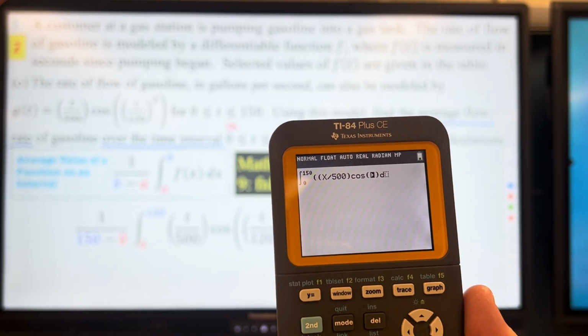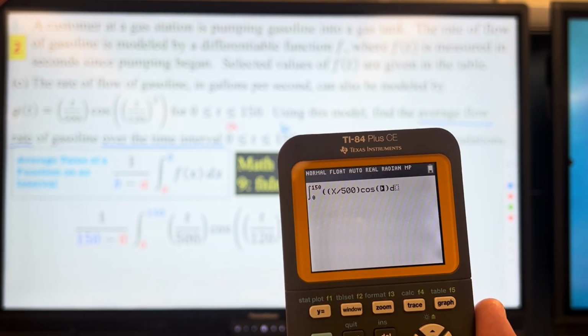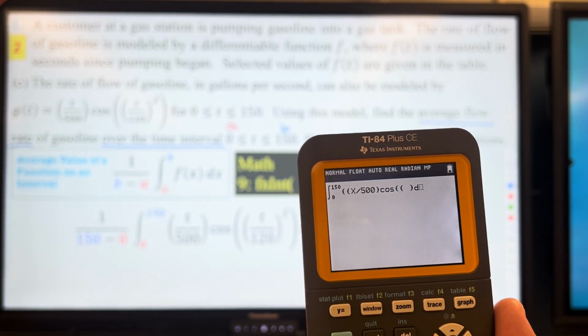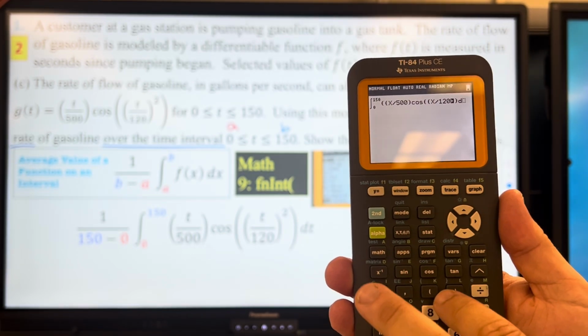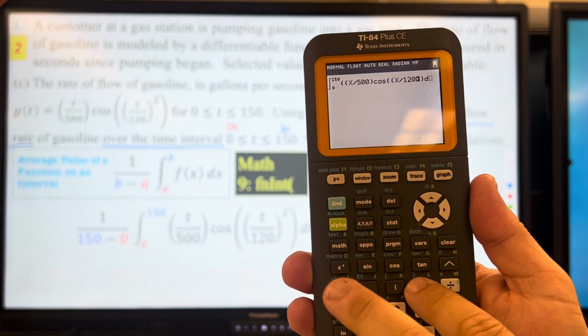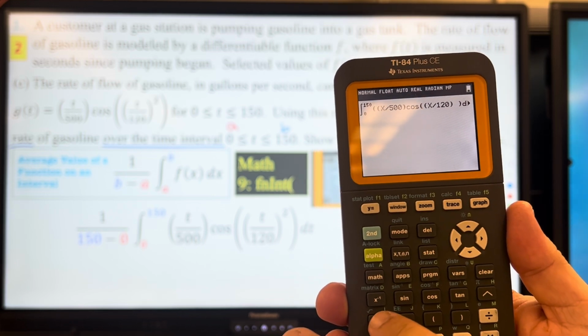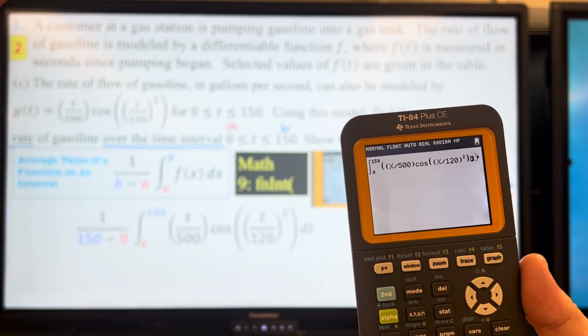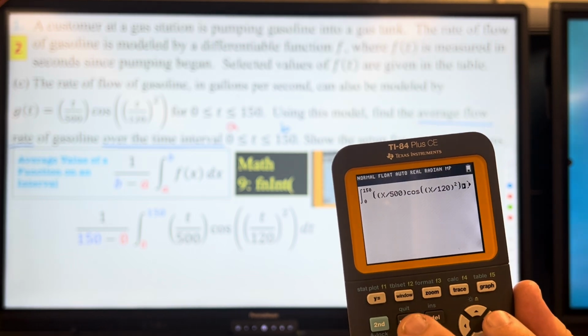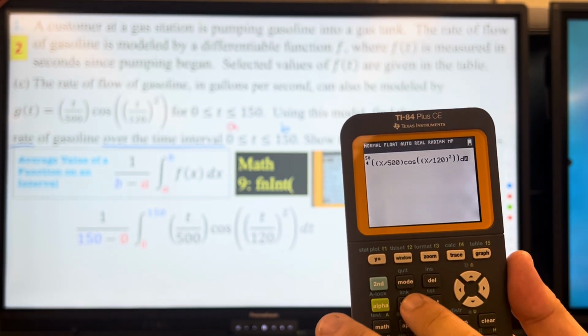Cosine. All right, we're going to have to open two parentheses. I know, just one, because I already have one open. And it's going to be x divided by 120. Close the parentheses. We're going to square it. All right, and then we close the cosine parentheses. Then we press to the right, and we have to put dx.